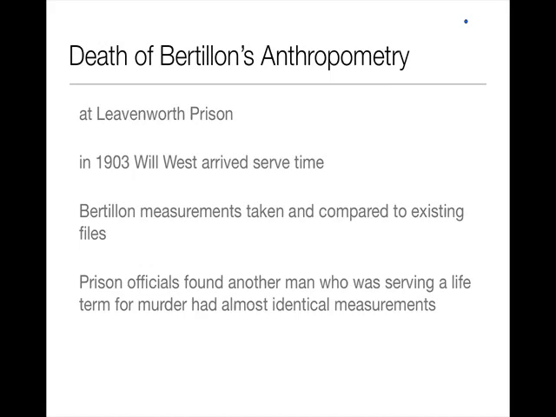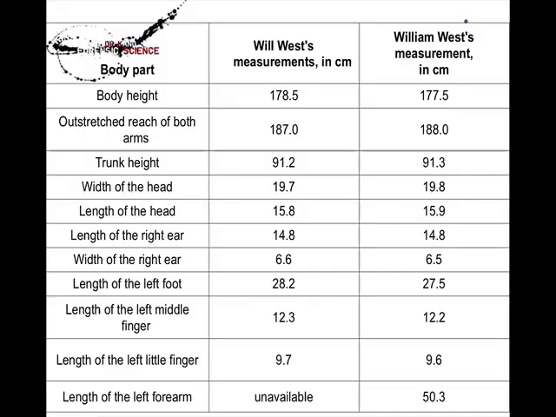In 1903, Will West arrived to serve time, and his measurements were taken as they were taken at that time, and they were compared to existing files. Then, to the prison official's surprise, they found another man who was also serving a life term for murder, had almost the identical measurements.